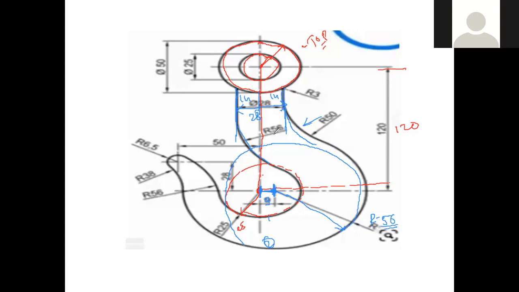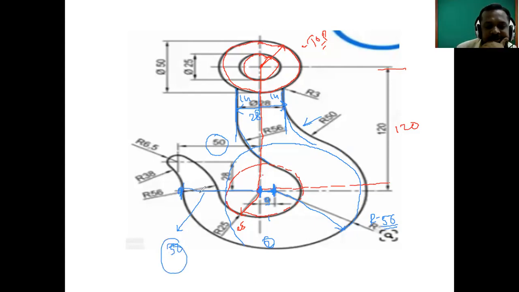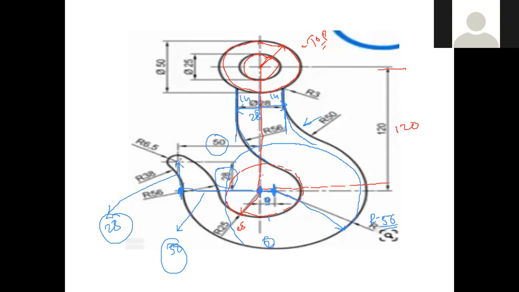Then see here, from this point, they have given the distance. Tell me what is this distance? This horizontal distance is 50. From this point, suppose I have drawn one horizontal line of the 50, and the end point of this line will be here. And from this point, again, we have to draw one vertical line. They have given this vertical distance. What is this vertical distance? 28.